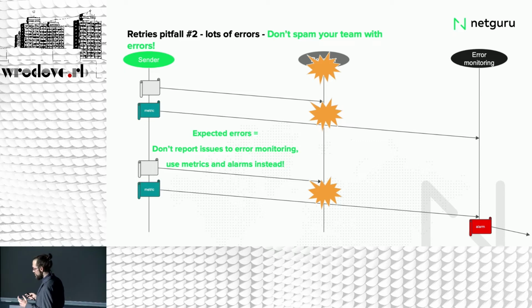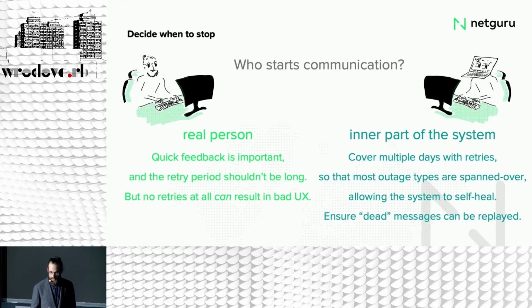So in the topic of retries, I would like to talk about one more thing, and it's when to actually finish retrying. And I would suggest to think about the sender. Who is the actor that engages in the communication? Is it me? Or is it some computer? Is it some machine, some inner part of the system that engages?